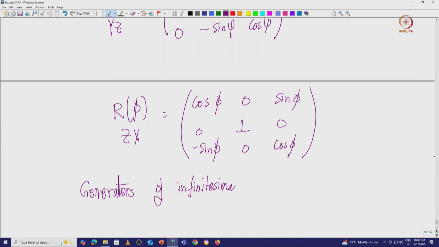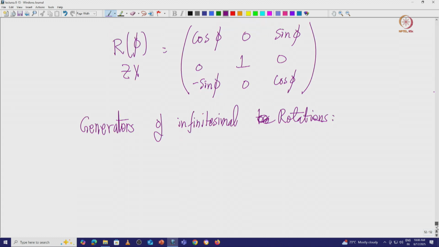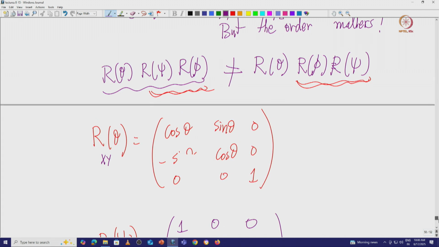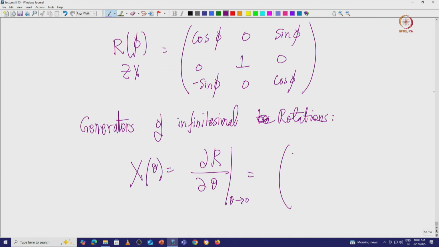Infinitesimal rotations are given by x of theta equal to minus dou r by dou theta, as theta goes to 0. We will define it with a minus sign. So this is given by r theta xy equal to 0, 1, 0; minus 1, 0, 0; 0, 0, 0.